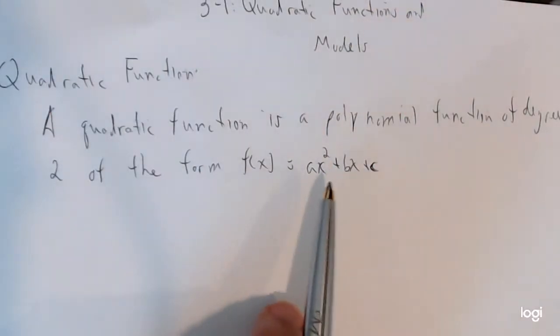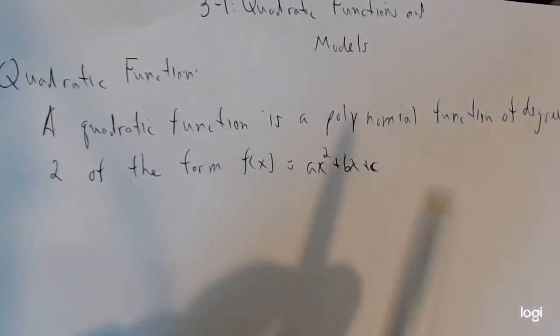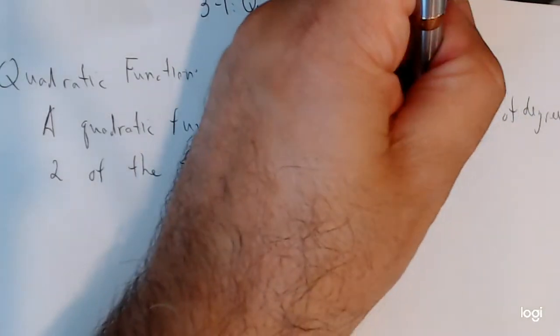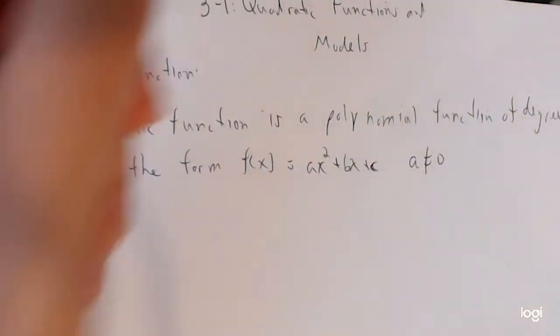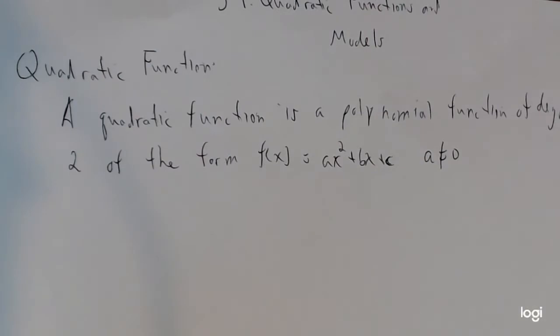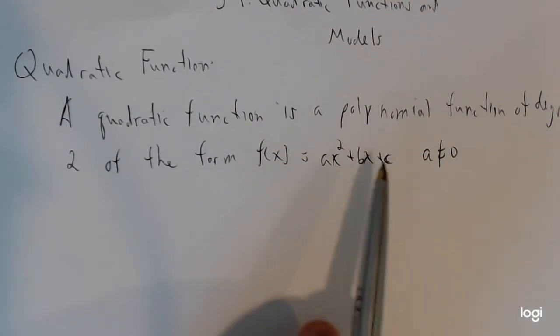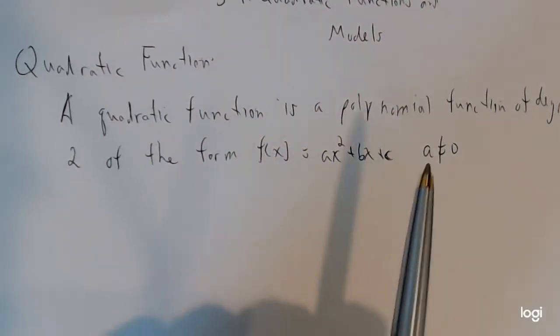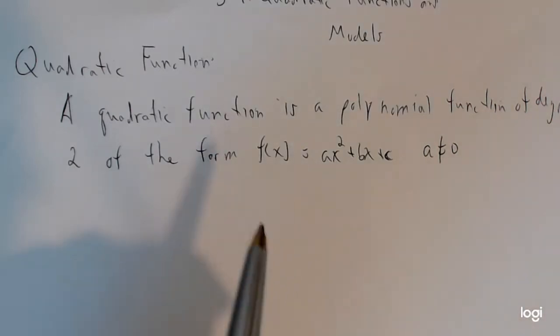And remember, a, b, and c are going to be constants, but more specifically, a can't equal 0. And hopefully you understand why a can't equal 0, because if a is 0, then I will have bx + c, which becomes a linear function, so it's no longer quadratic.